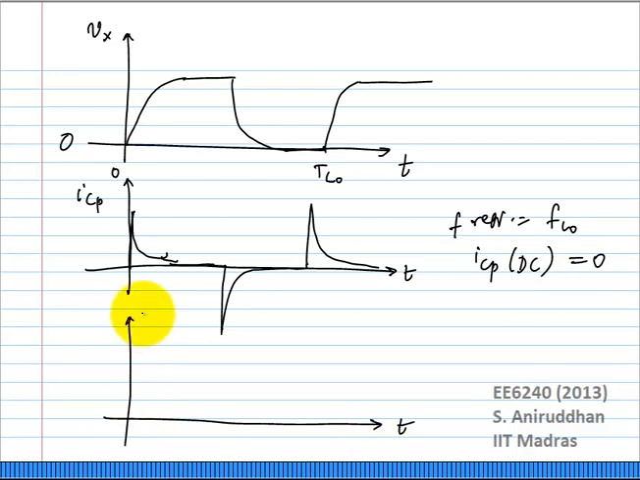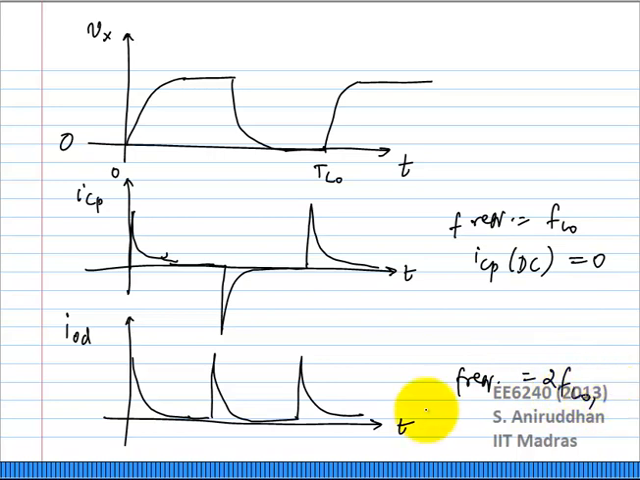However, if I look at the output differential current, what will that look like? It will look like this, because the same Cp is being switched from between either side, and when you take the differential current, the negative values will get flipped over to the positive side. What is the frequency of this? 2FLO, and it has a finite DC value.